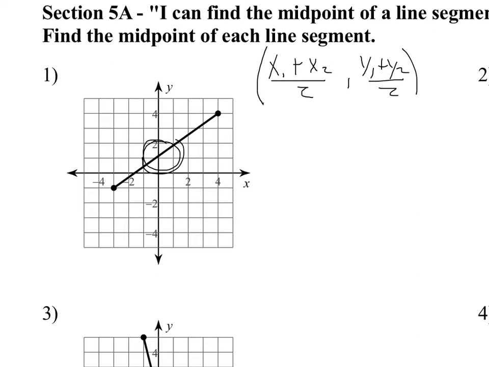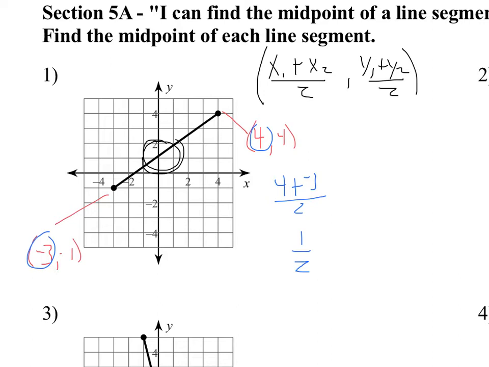Add the y's together, divide them by 2, and we get the average of the y's. So in this picture, this coordinate would be 4, 4. This coordinate would be -3, -1. So if we take our x's, which would be these two, add them together, 4 plus a -3 divided by 2, 4 plus a -3 is 1, we get 1/2.